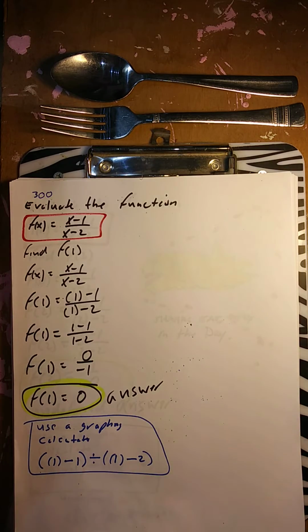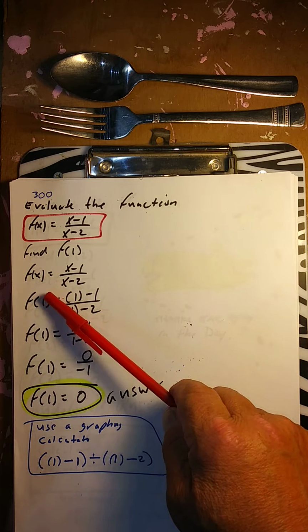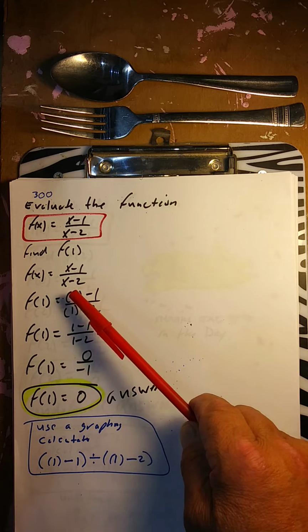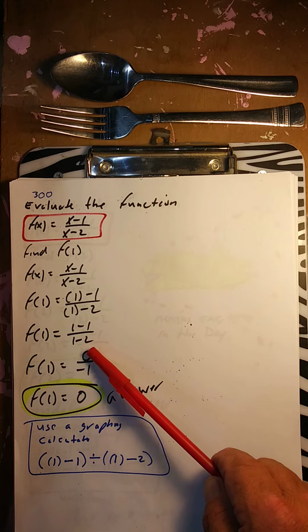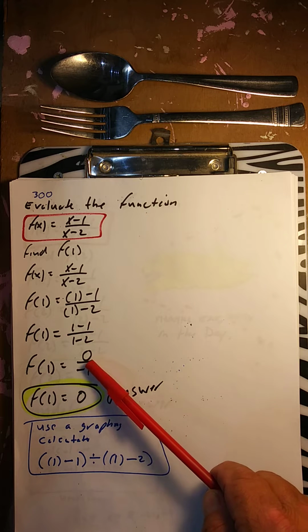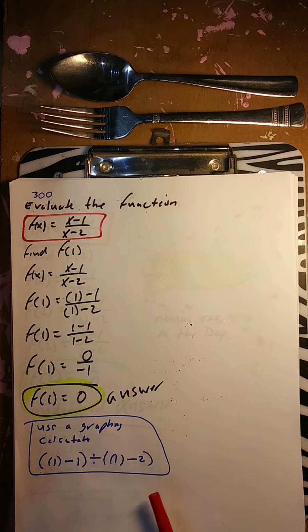Alright, next page. Evaluate the function. Same function, but we're going to put a 1 this time. Put a 1 right there, f of 1. So 1 minus 1 over 1 minus 2. But 1 minus 1 is 0, divided by -1, and 0 divided by -1 is 0. So f of 1 is 0. Again, you can use the graphing calculator if you want to.